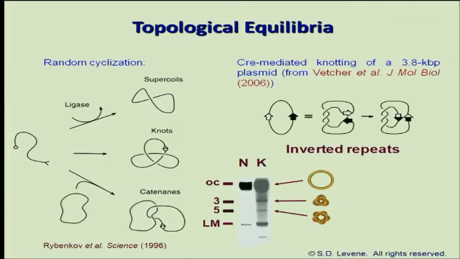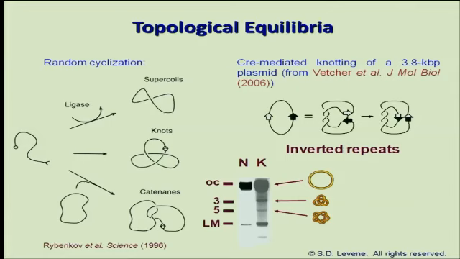And of course, now we have to consider the possibility that there will be topological equilibrium as well. If you randomly close a DNA chain, you expect to get some distribution of supercoiling, but you may also, if the chain is sufficiently long, get some knots or some links if the concentration is sufficiently high. And in fact, you can even observe these in experiments.